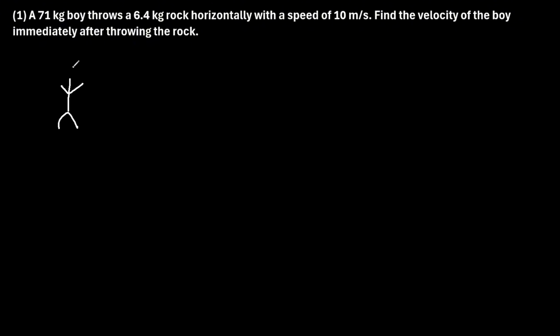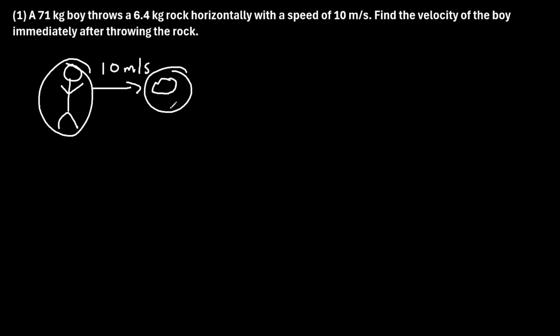So let's sketch this out. We have this boy, he's throwing a rock at a speed of 10 meters per second. And our question is, what will be the velocity of the boy immediately after throwing the rock? In this example and in the upcoming examples, we're dealing with a system of objects, in this case the boy and the rock, and there will be no external forces acting on these objects. So what that means is that the momentum in the system is going to be conserved.